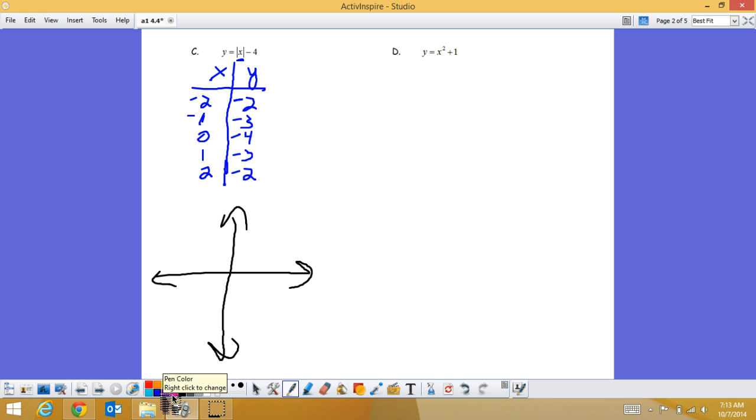and to put these points in, point -2, -2, about in that area, -1, -3, 0, -4, 1, -3, and 2, -2. So this absolute value function follows a V shape for that graph.